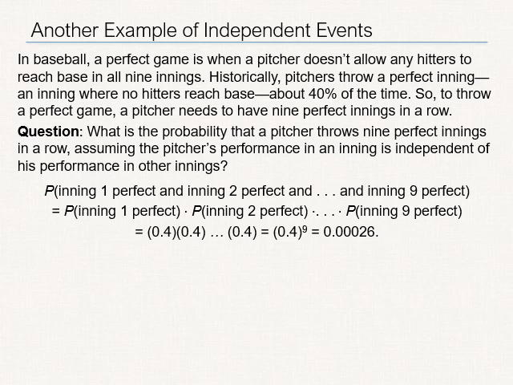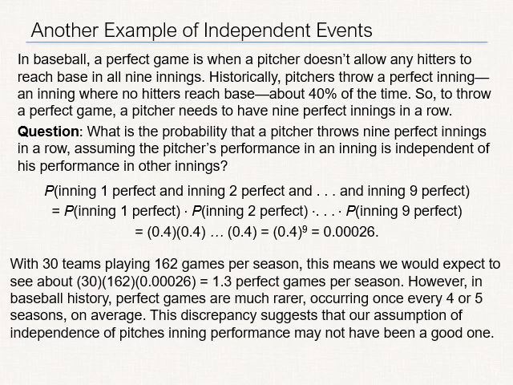0.00026, or about, if we move the decimal place, 0.026% of the time. All right, so now there are 30 teams playing 162 games per season. This means that, if it happens as often as what we just calculated, we would expect 30 teams playing 162 games times the probability we just calculated. We would expect about 1.3 perfect games per season.